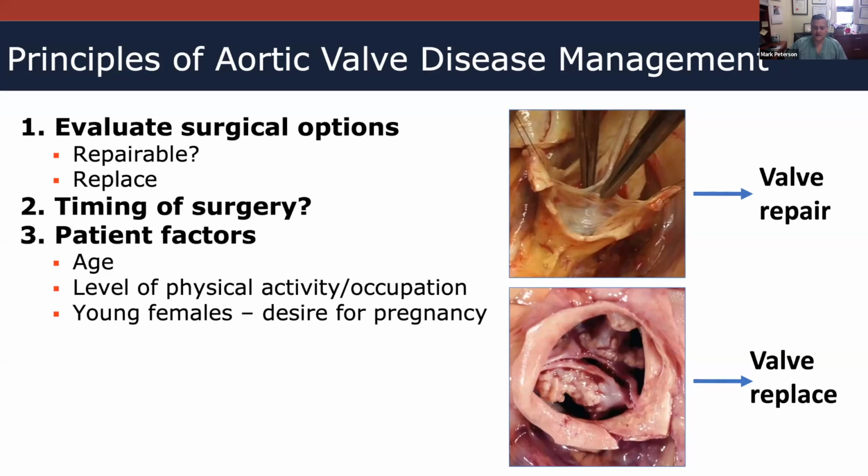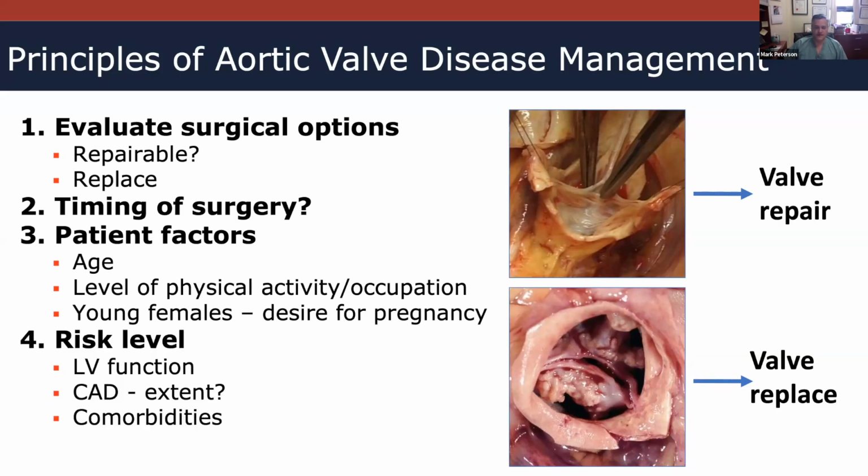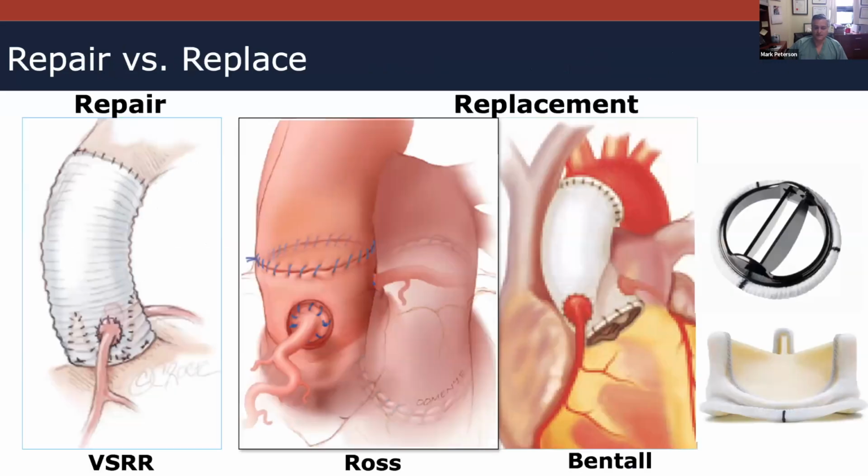When we're considering what kind of operation to offer the patient, we obviously have to factor in other things that influence the risk of surgery, such as patient age, their level of physical activity, occupation, young females who still have not had children or have a desire to have children. We have to consider the surgical option and the type of operation, and then other things that affect risk level.